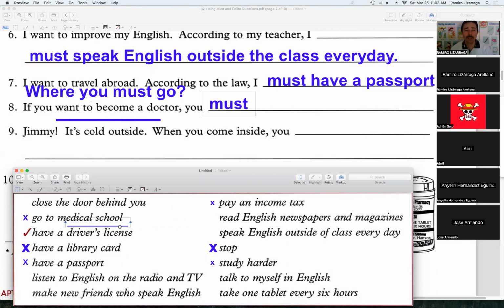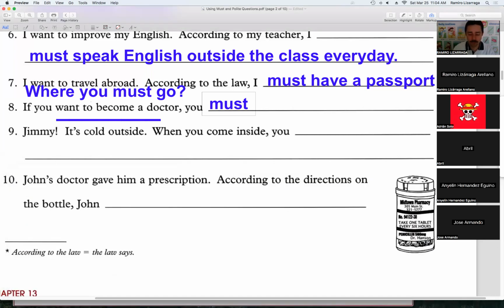If you want, José, if you want to become a doctor, where you must go, José? Where you must go if you want to become a doctor? Go to medical school. Very good. You must go to medical school. Pues vean aquí, por eso hice la pregunta así. You must go to medical school.